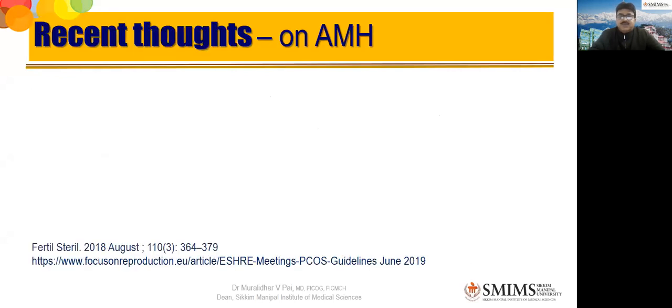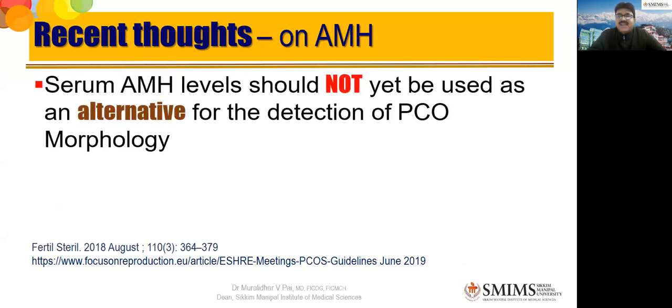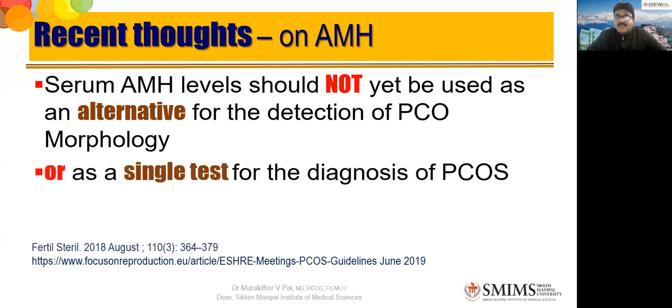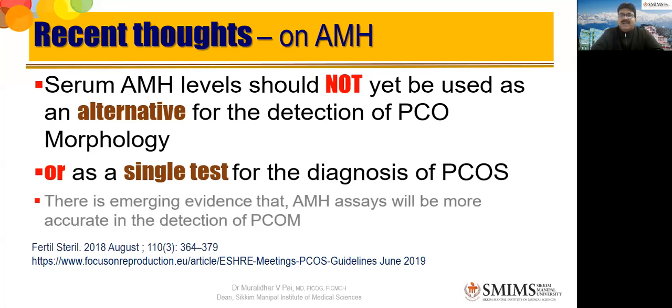Till then, we have to go by these guidelines or ISHRAE guidelines. As I said, serum AMH levels should not yet be used as an alternative for the detection of PCOS morphology, or as a single test for diagnosis of PCOS. It is still being explored as a diagnostic tool. Till that time, probably we should not give much importance to estimating AMH. Again, I'm underlining the words to diagnose PCOS. Once you diagnose PCOS, maybe you can estimate AMH to know whether it is very high or very low. Depending upon that, you may alter your controlled ovarian stimulation.